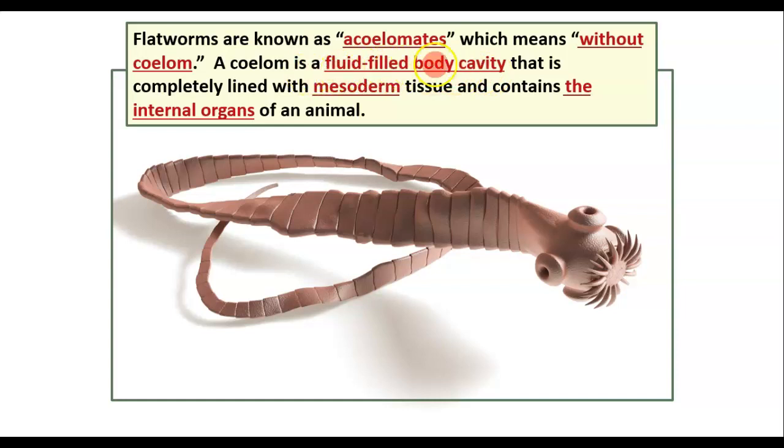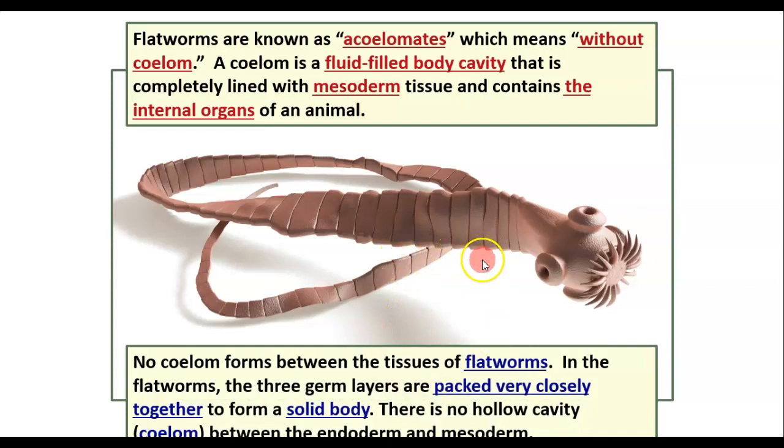So a coelom is a fluid-filled body cavity that is completely lined with mesoderm tissue, and it contains the internal organs of an animal. And you won't see the coelom, a full coelom, until we study the segmented worms, which is phylum Annelida. You're going to see a partial coelom. It's an actual cavity lined with mesoderm. You'll see that in the next group that we talk about, the nematodes.